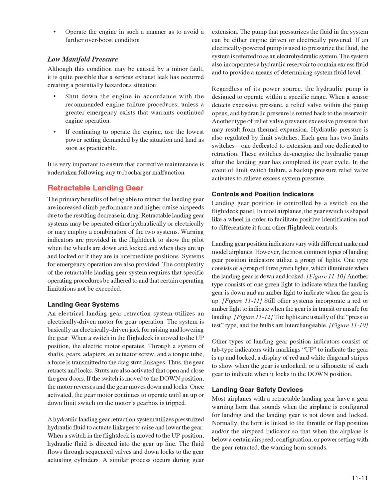Landing gear safety devices. Most airplanes with a retractable landing gear have a gear warning horn that sounds when the airplane is configured for landing and the landing gear is not down and locked. Normally, the horn is linked to the throttle or flap position and/or the airspeed indicator so that when the airplane is below a certain airspeed, configuration, or power setting with the gear retracted, the warning horn sounds.